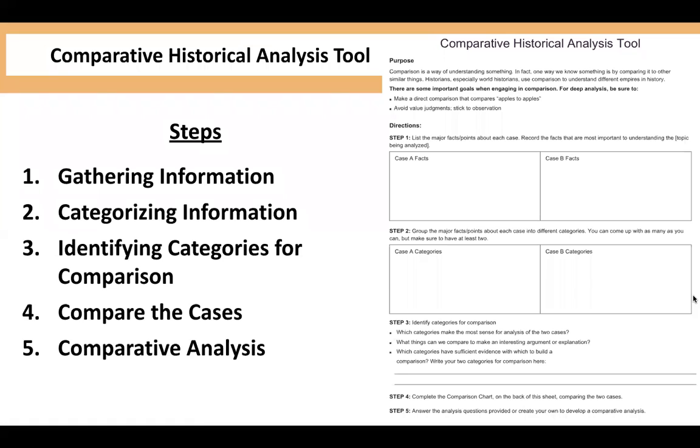In the previous videos, we read and annotated two sources on the Bourbon Dynasty and the Tokugawa Shogunate from grade 10, Unit 1, Lesson 11, and we completed steps 1 and 2 of the Comparative Historical Analysis Tool. Today, we're going to look at step 3, which is identifying categories for comparison, and step 4, actually using a comparison chart to compare two case studies.